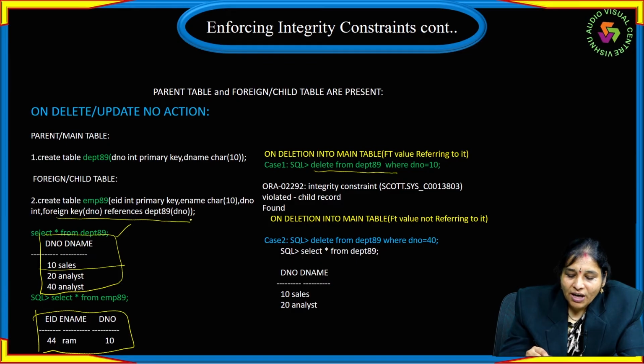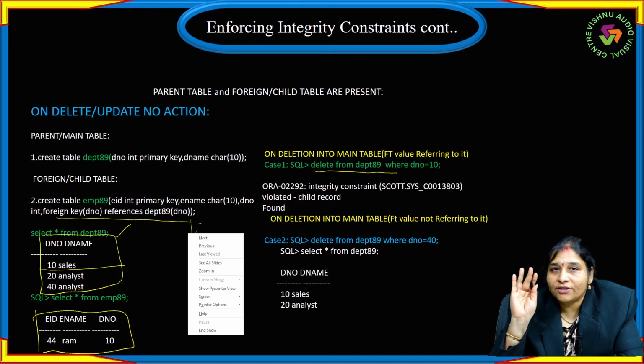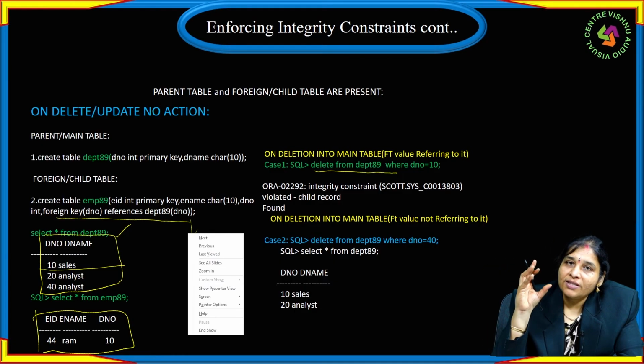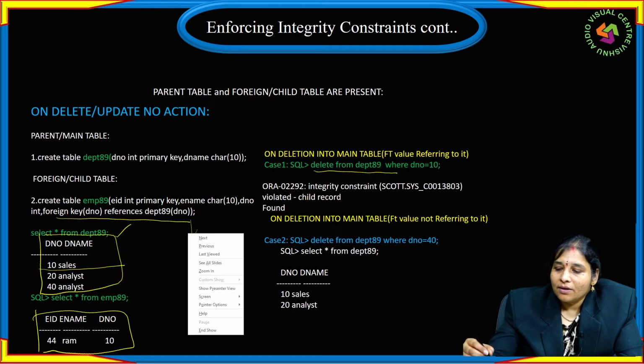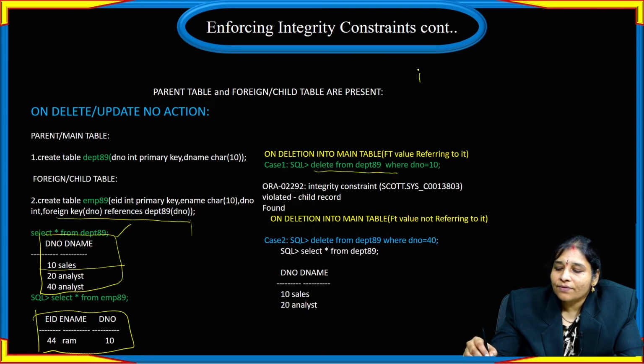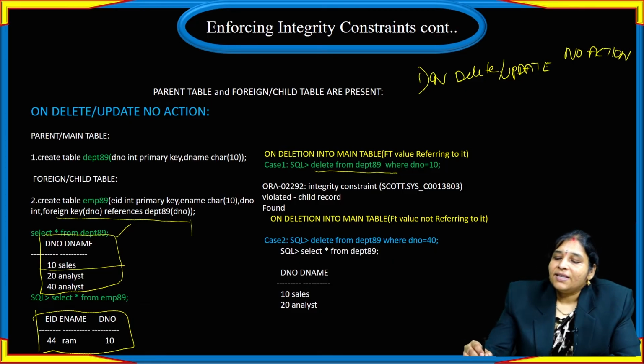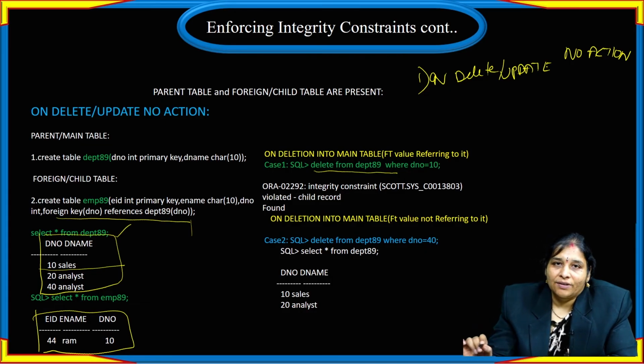If I don't mention anything, by default, four sets of actions are generally required while you are performing deletions or updations on your foreign table or your main table. What are those four sets of actions? The first case is on delete or update, no action.